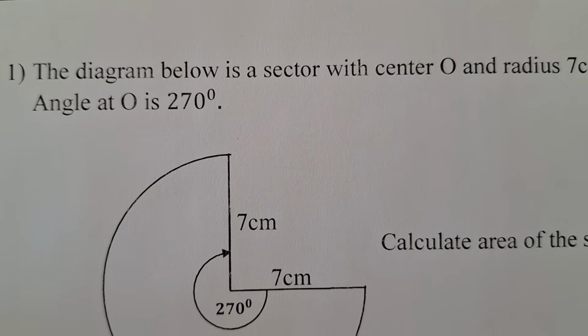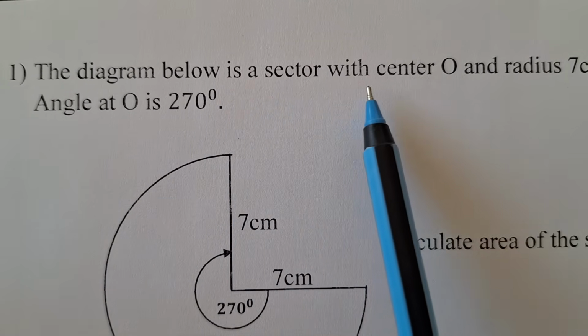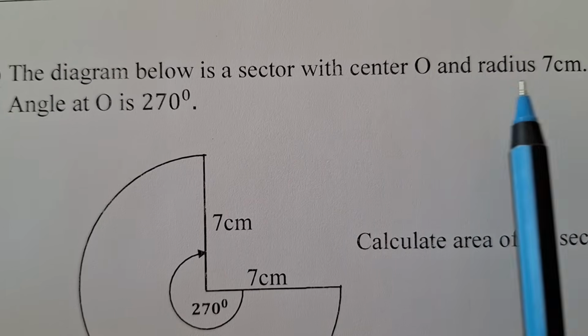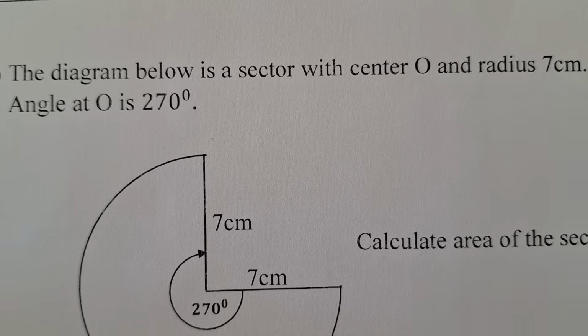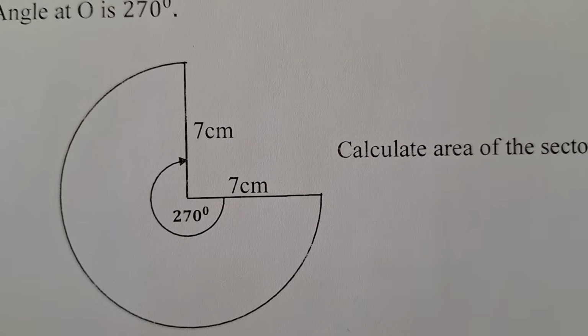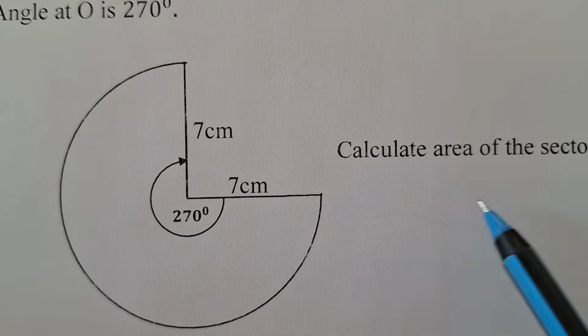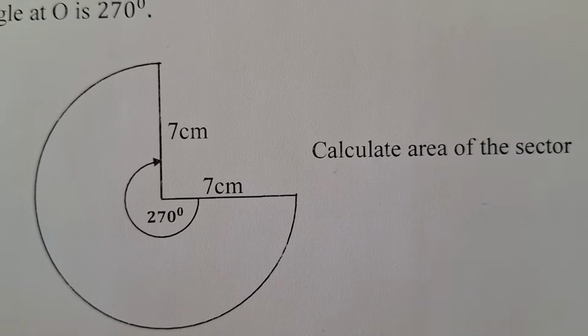So the first question here, they're saying the diagram below is a sector with center O and radius 7 centimeters. Okay, this is 7 centimeters. Angle at O is 270 degrees. So of course you can see that this is 7 centimeters, and this is the radius. Calculate the area of the sector.